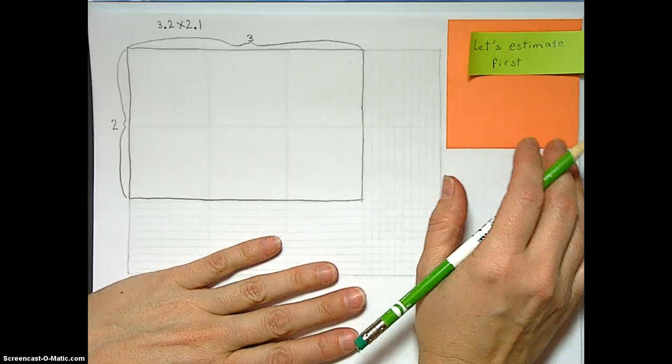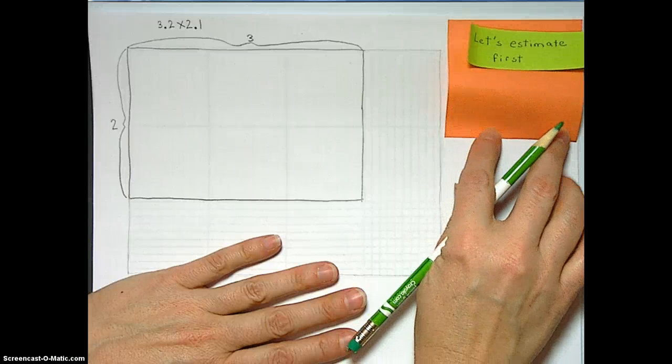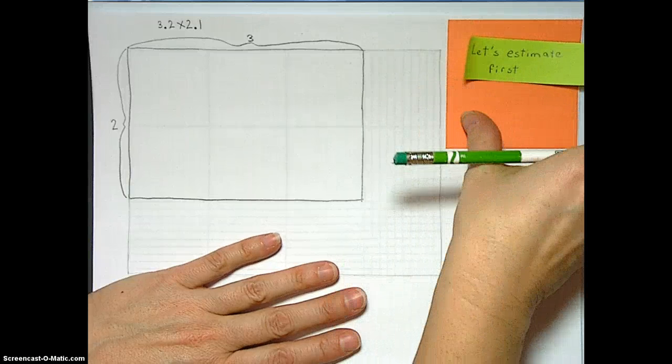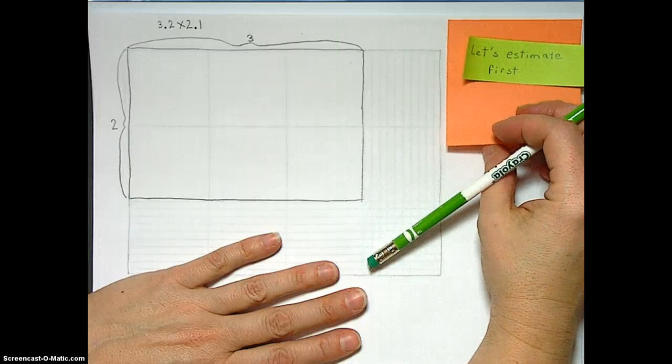Now we're going to multiply decimals. Here we go. We're going to do it with the area model again because I love the area model, and I also love Halloween colors, even though it's not coming unstuck. Okay, so 3.2 times 2.1.